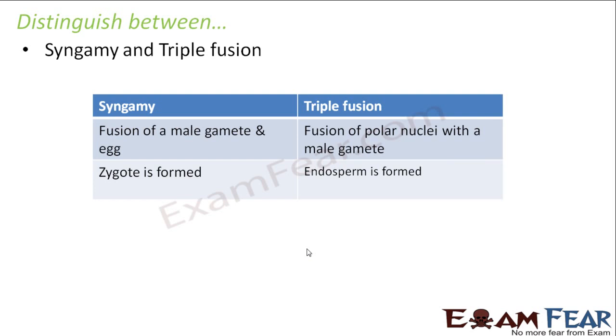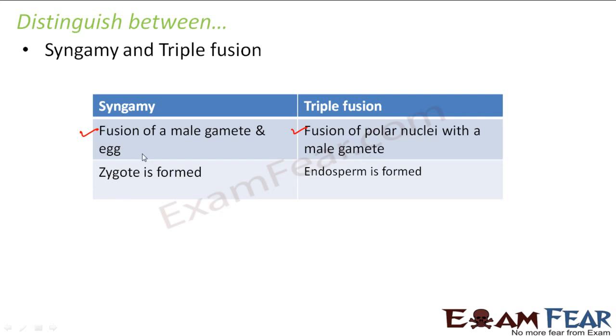Let us look at the last, to distinguish between syngamy and triple fusion. What is syngamy? Syngamy is a name given to the fusion of a male gamete and egg. You remember we spoke about double fertilization which takes place in angiosperms. What is double fertilization? There are two fusions which take place inside the ovary. One is the fusion between the male gamete and the egg, and the other one is the fusion of the other male gamete with the polar nuclei or the secondary nucleus. So this fusion of the male gamete and the egg is known as syngamy, and the fusion of the polar nuclei with the male gamete is known as triple fusion.